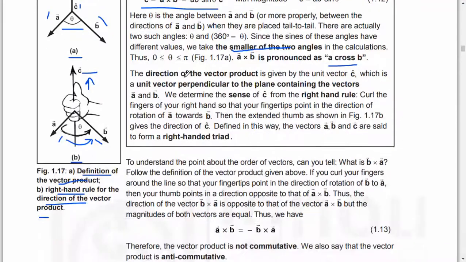The direction of the vector product is given by the unit vector C cap, which is the unit vector perpendicular to the plane containing the vectors A and B. We determine the sense of C vector from the right-hand rule. Curl the fingers of your right hand so that your fingertips point in the direction of rotation of A towards B. Then the extended thumb, as shown in figure B, gives the direction of C. Defined in this way, the vectors A, B, and C are said to form a right-handed triad.